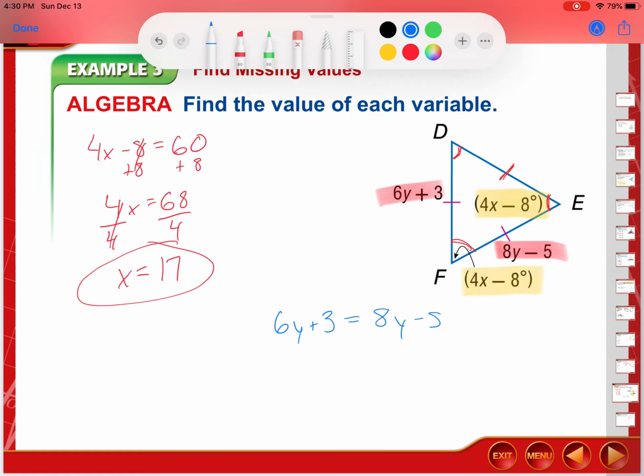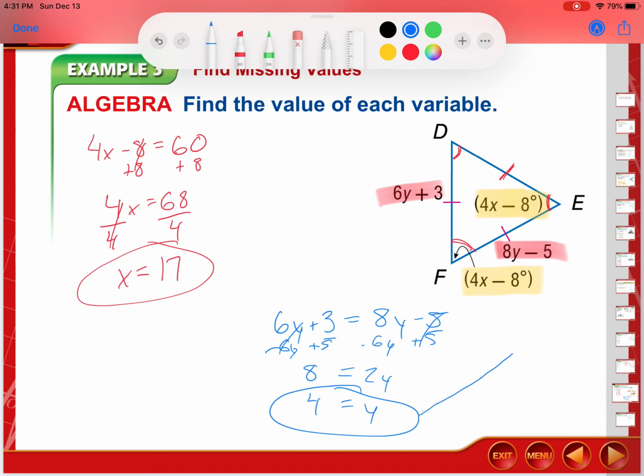So I'm going to say 6y plus 3, and I'm going to hit the next page button because why not? Equals 8y minus 5. Now I'm going to go through and solve this equation. So I'm going to add 5 to both sides, and I'm going to subtract 6y from both sides. And I'm left with 2y equals 8, which means y equals 4. Which is lovely and delightful because that's all they wanted from me. They wanted me to find the value of each variable.